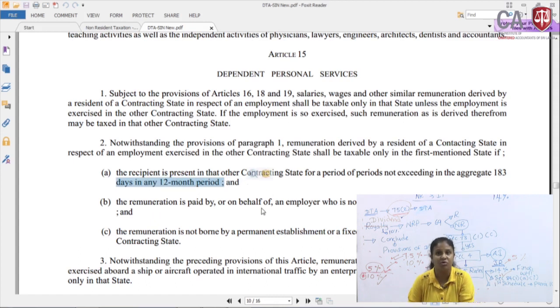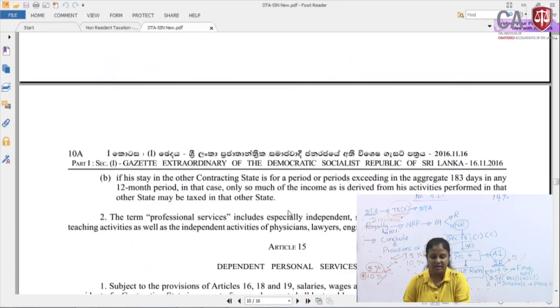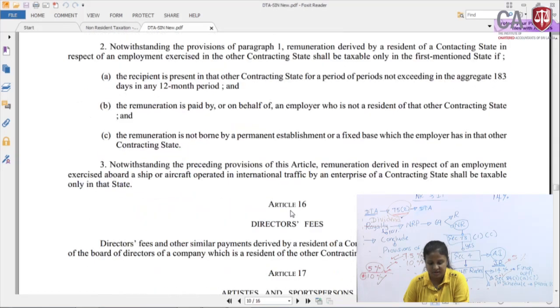And this is an 'and'. Not all three should satisfy. The remuneration is paid by or on behalf of an employer who is not a resident of the other contracting state, that means not a resident in Sri Lanka. Then the remuneration is not borne by a permanent establishment or fixed base of the employer in that other contracting state. If it is borne by the permanent establishment or fixed base, then tax has to be paid here. Okay. Then this is for Article 15 and Article 14, independent personal and dependent personal.